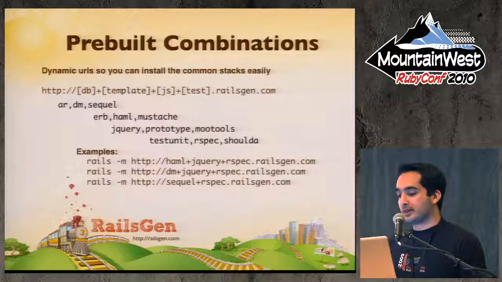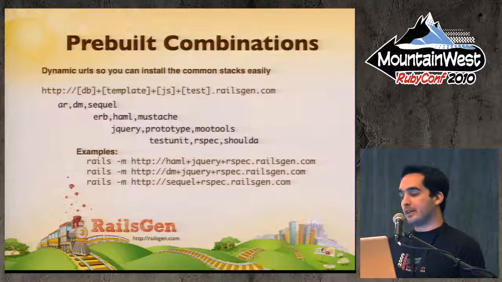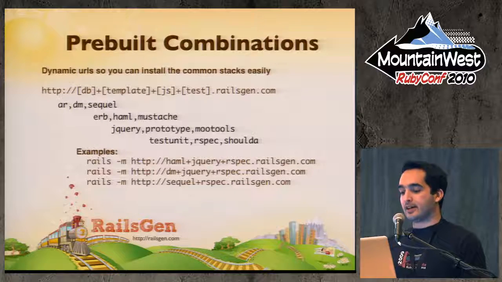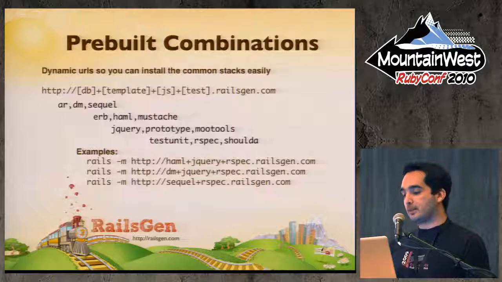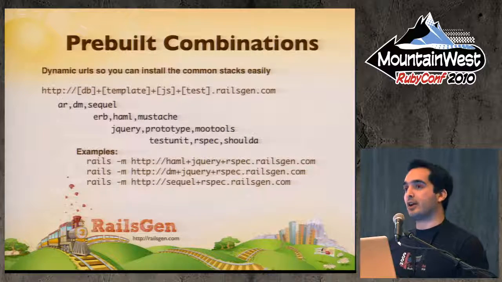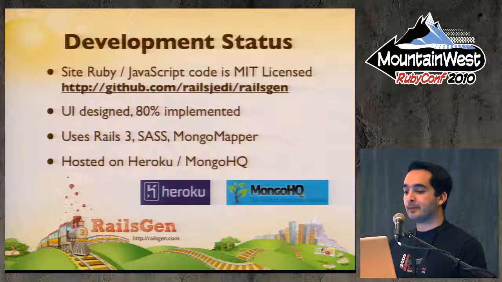We use subdomains. That's probably the only difference. One cool thing is you don't have to actually go to the website. You can just start using them. The subdomain we parse, so if you just add, say, AR plus ERB plus prototype, we'll find all those things and then generate it on the fly as soon as you request it. Those are some examples there.